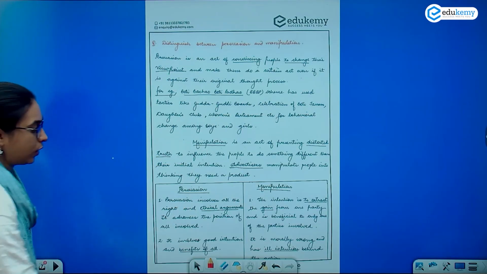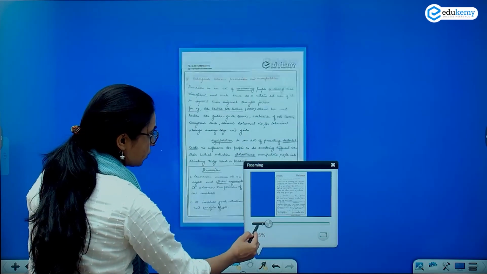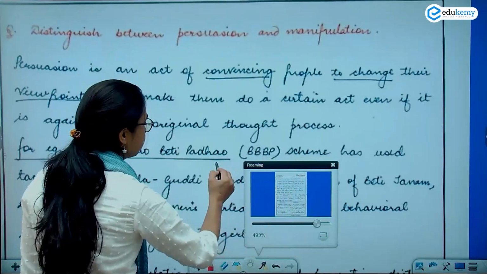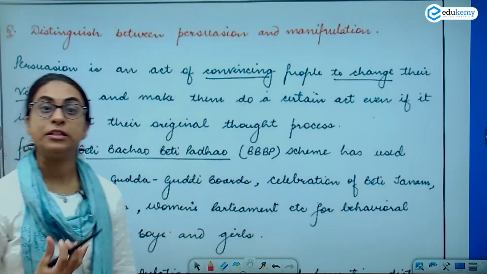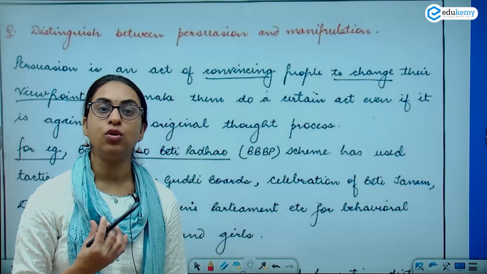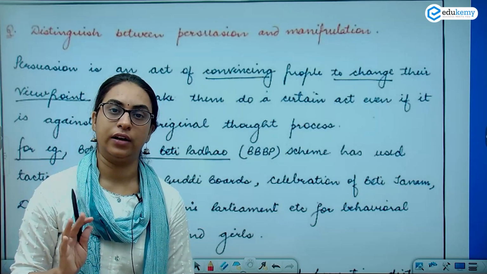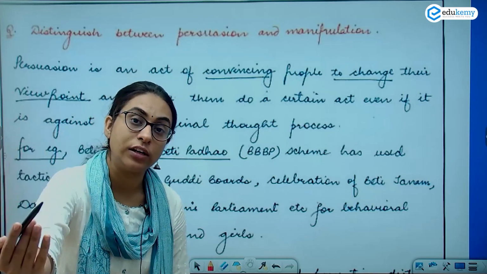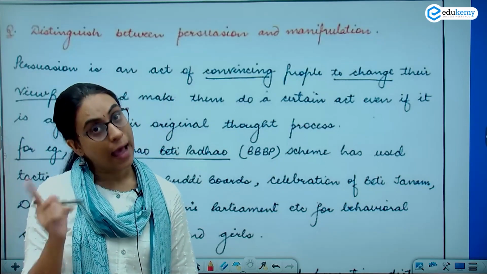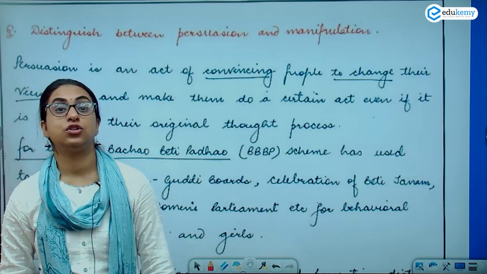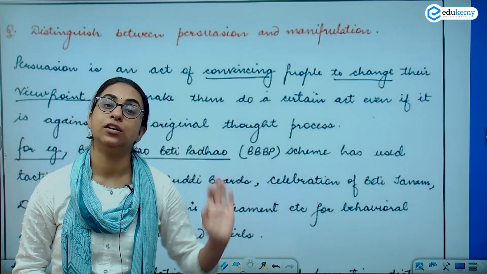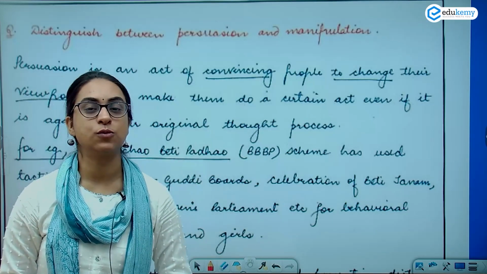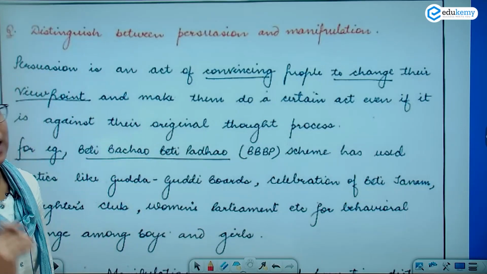Distinguish between persuasion and manipulation. What is persuasion? Persuasion means you try to convince people, but you don't try to distort the facts. You give the true facts. You try to explain your position. You try to understand the position of the other. As against this, manipulation would involve the distortion of facts. You will distort the facts as per your convenience. This is what we generally understand by manipulation and persuasion.